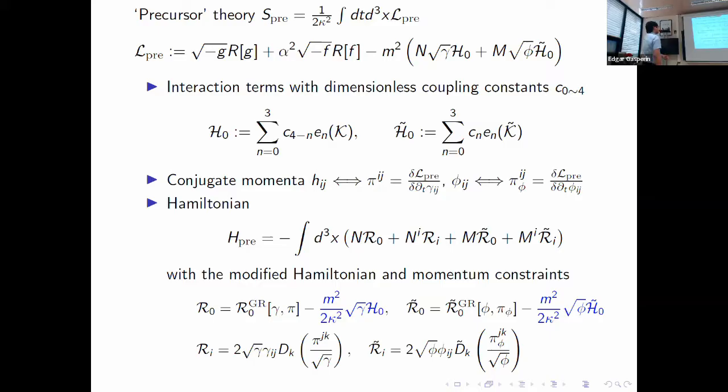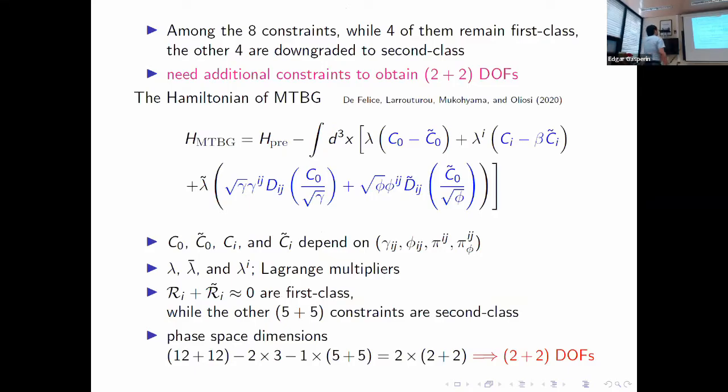But if we compute the Poisson bracket among the two of them, then basically some of them actually do not vanish because of the mass term. Then we compute the brackets among all the eight components. Then we can show that four of them still remain first class, while the other four are now downgraded to second class.